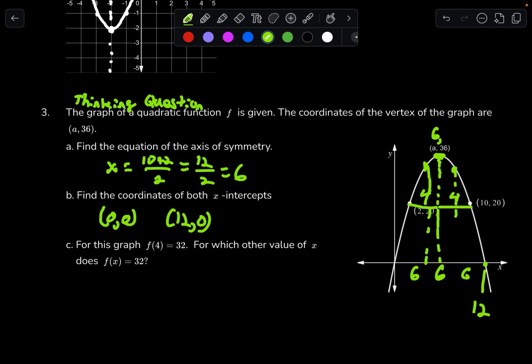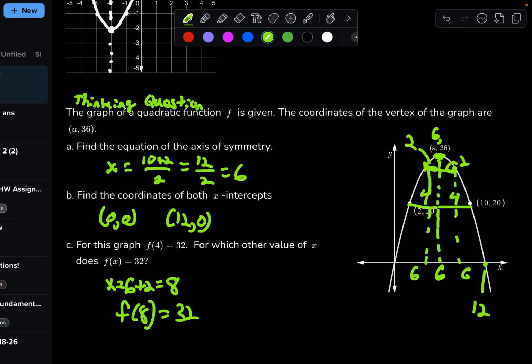And that point is 32. They want to know which other value of x makes f of x equal 32. So we know 4, so we know this distance right here is 2, so the sister point would be 2 units to the right. So x would equal 6 plus 2, which is 8. So we know f of 8 equals 32. All right? And that's all symmetry.